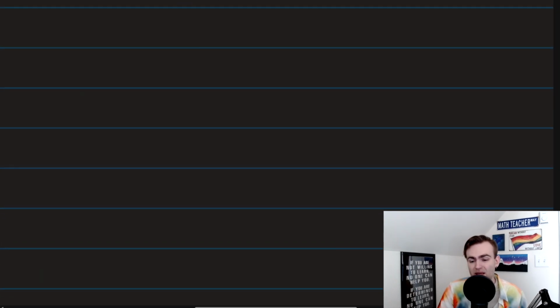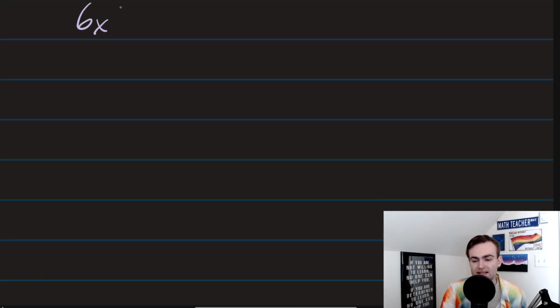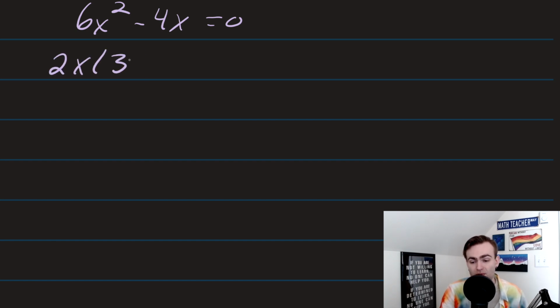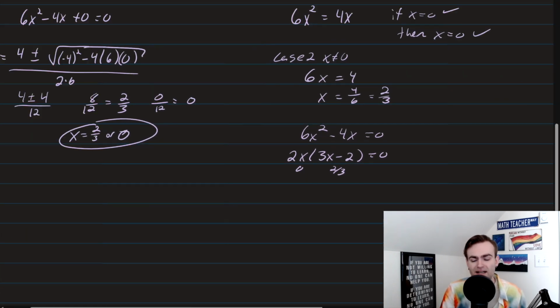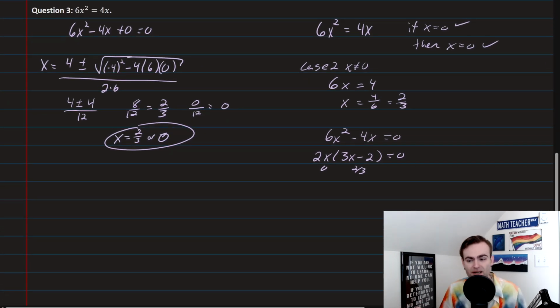They may ask you to do 6x squared, subtracting the 4x over, so 6x squared minus 4x is equal to 0. Factor out the common factor of 2x, leaving us with 3x minus 2 is equal to 0, and you can see that 0 would make this factor 0, and 2/3 would make this factor 0, and solving it that way. So that one kind of has 3 different ways to think about it.